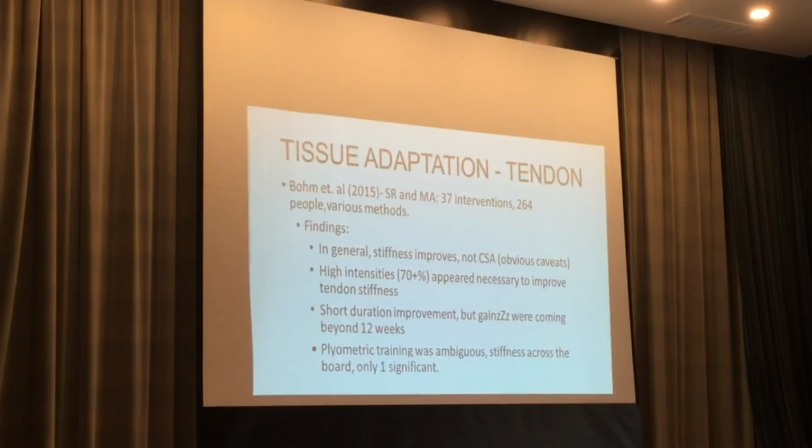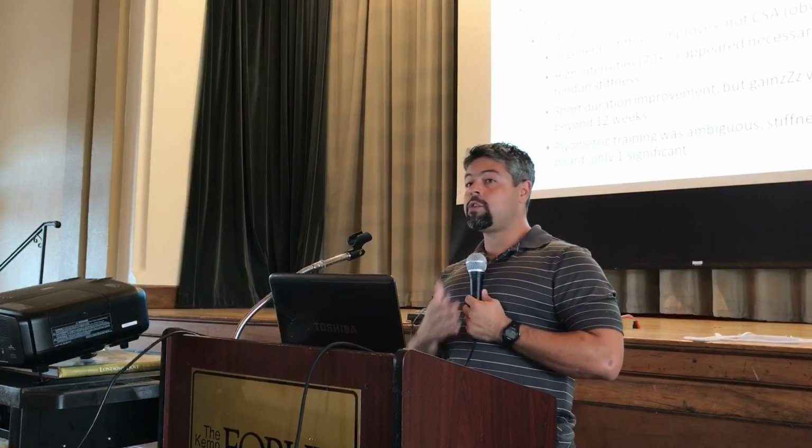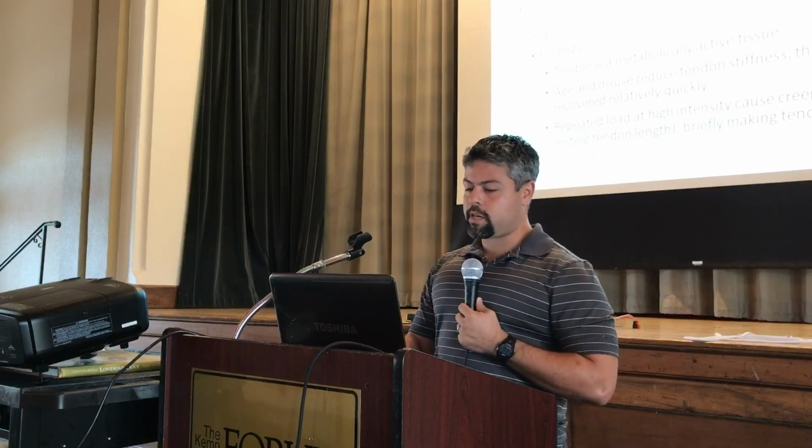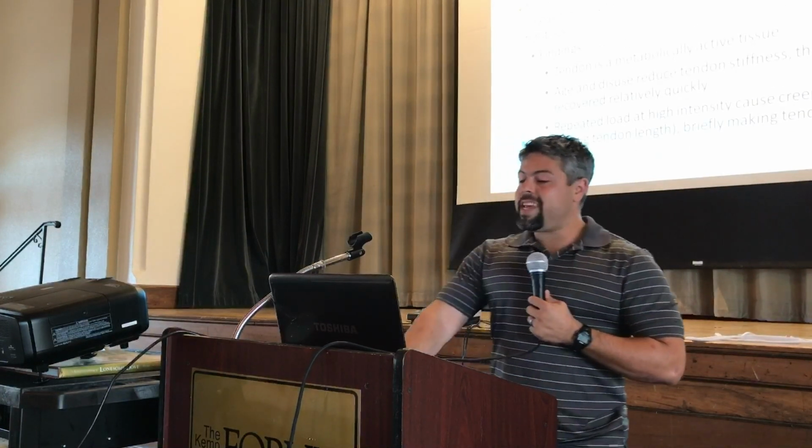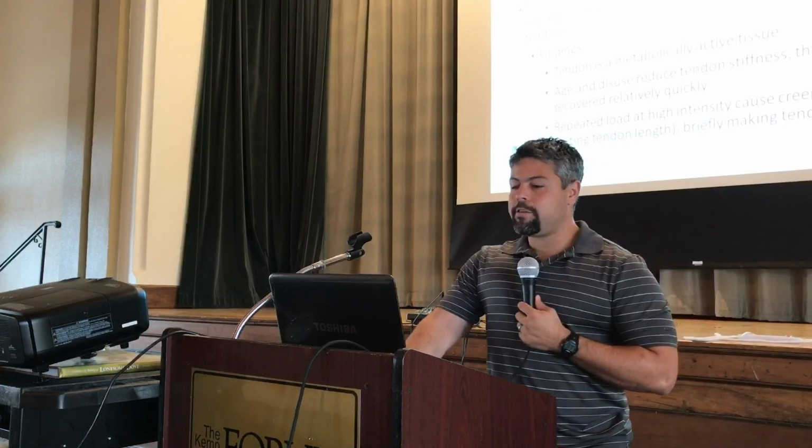Short duration of improvement because the studies were short. The interesting thing is plyometric training was ambiguous. So there's kind of the magical thinking: well, if I strain the tendon in such a way as it is required to strain, it goes through its viscoelastic cycle more powerfully, it will adapt better. But in fact, all of the work done in plyometric training was ambiguous at best, and only one of the studies even showed significance. We do know that age and disuse reduce tendon stiffness, period.